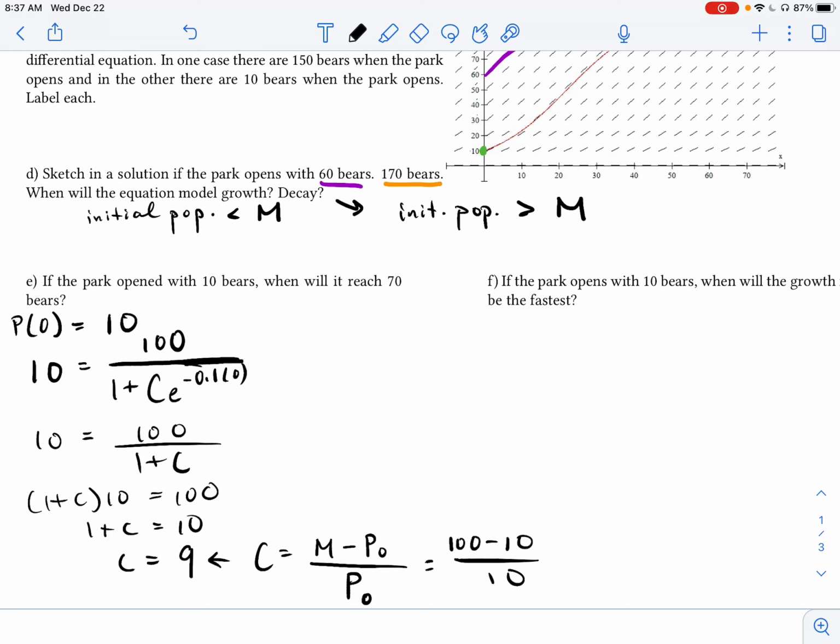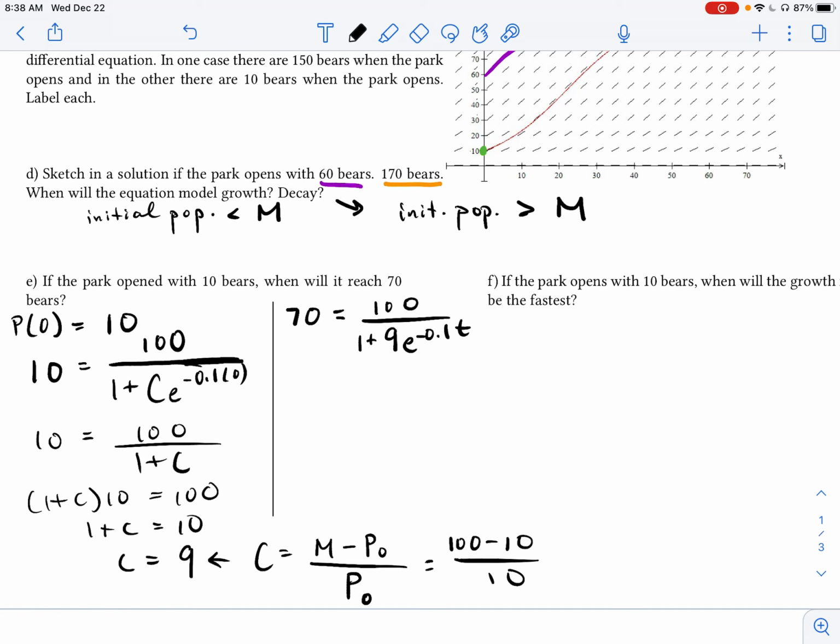Now that we know what C is, we can use that to solve for T. So going back to our general equation, this time we're trying to see what T is when our population is equal to 70. So we have 100 over 1 plus, now that we know what C is, 9 times e to the negative 0.1 t power.